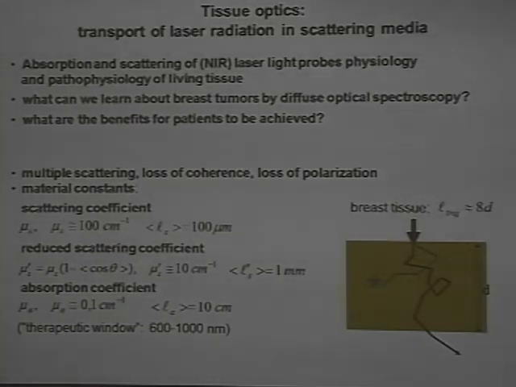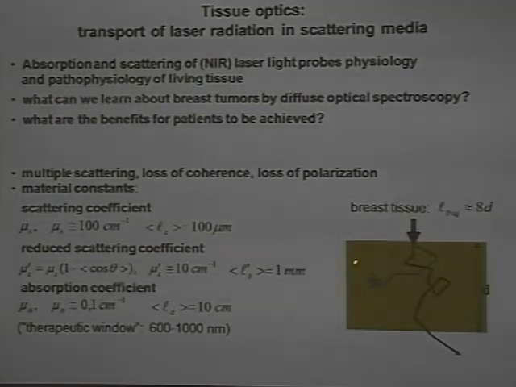And so I have chosen the breast as a piece of tissue, and we want to study that piece of tissue, and I will pose 2 questions. The first question: what can we learn about breast tumors by diffuse optical spectroscopy? And the second: what are the benefits for patients to be achieved? And at the end of my talk, I will give you parts of the answer.